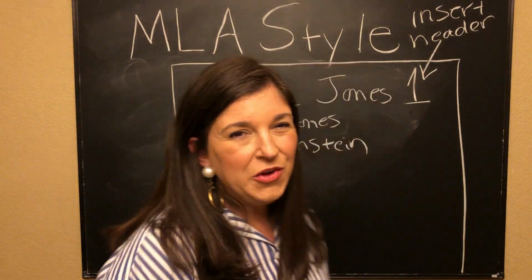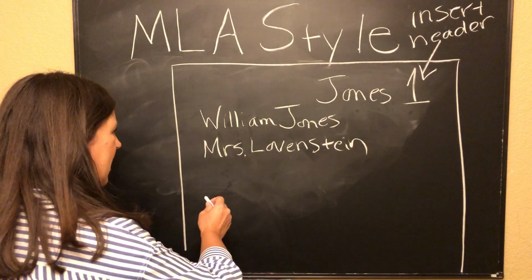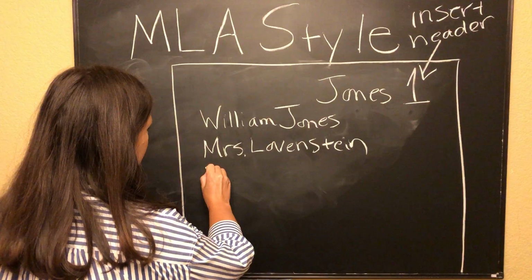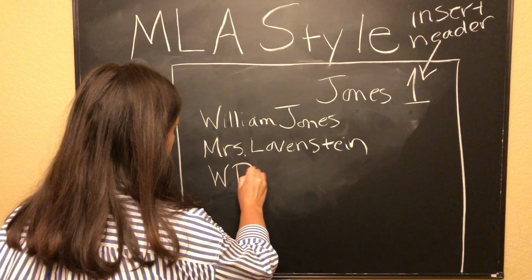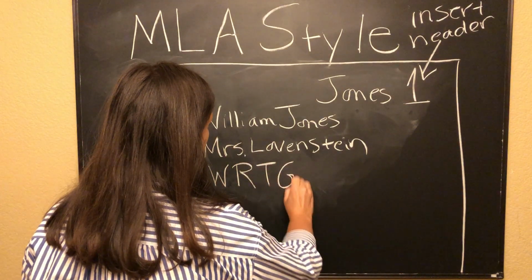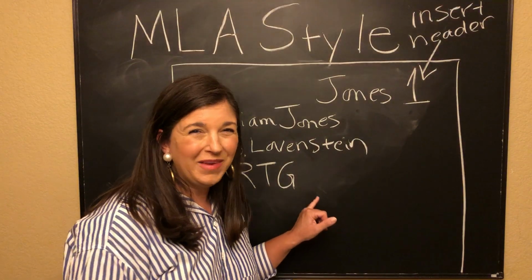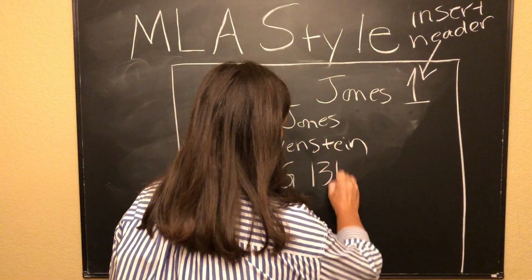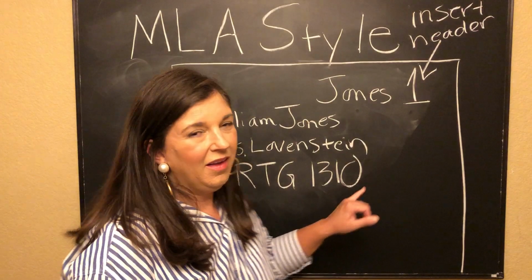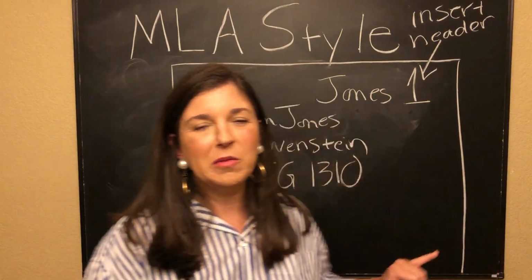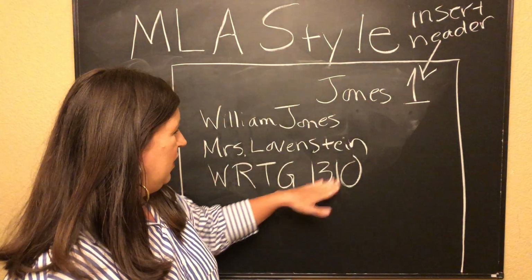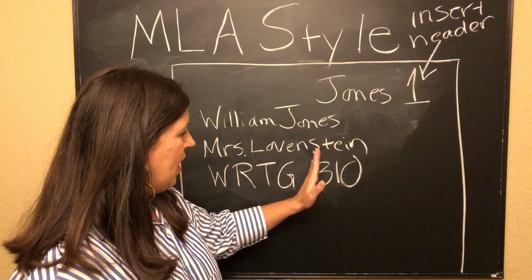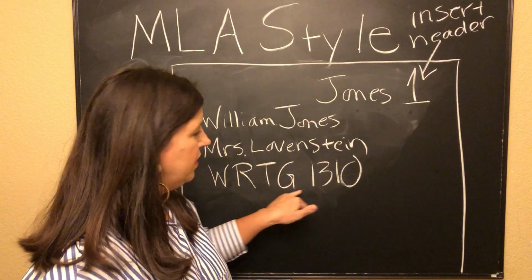All right, the next item in your MLA header will be the name of your course. So for Comp 1, you're going to write writing, because it's in the writing department, and then 1310. All right, I'm running out of room here on my little chalkboard. So again, you can see this is the header. It would normally be in the upper left-hand corner. All right, the name of the course.